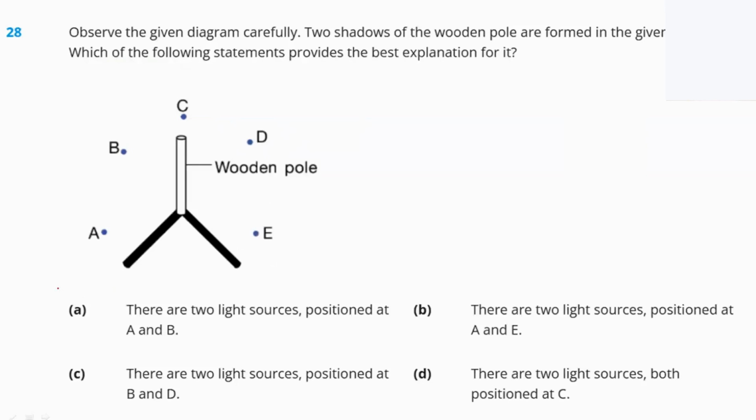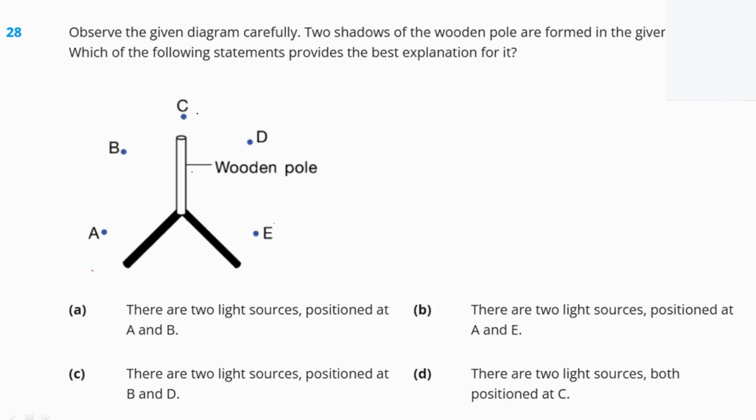Next, observe the given diagram carefully. Two shadows of the wooden pole are formed in the given diagram. Which of the following statements provides the correct explanation of this? So the wooden pole is here, and the shadow is formed on the A side and on the E side also, right? So you have to tell the best explanation by reading the statements.